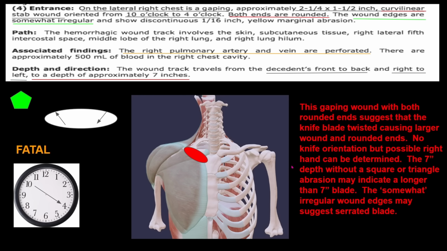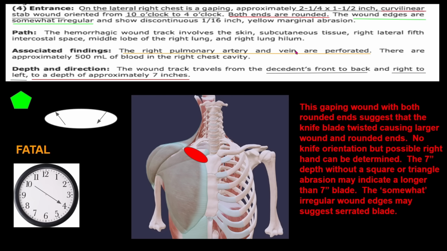This one is totally different. This one has a depth of 7 inches. This is likely a large knife because the wound is 2 1/4 by 1.5 inch. It says it's curved linear and both ends are rounded. I believe this is a knife going in and twisting, which creates the rounded ends. And definitely a fatal wound, would have been fatal immediately.